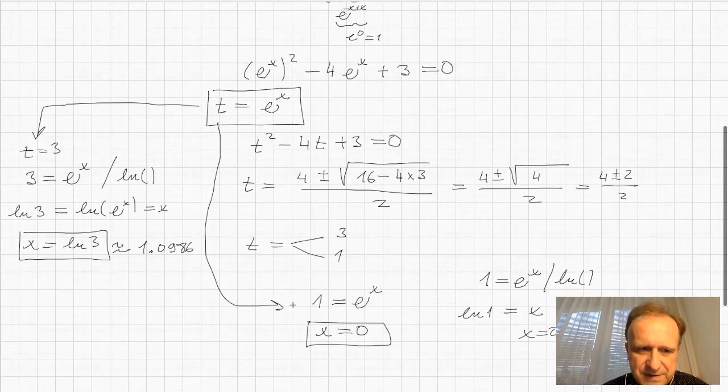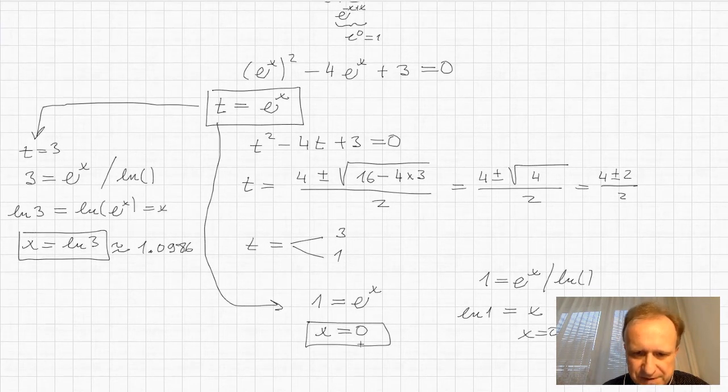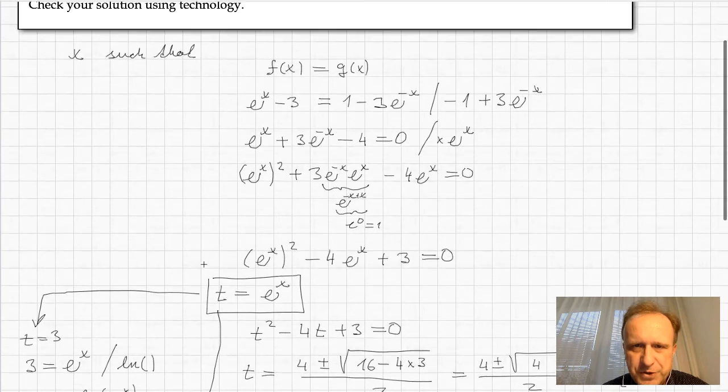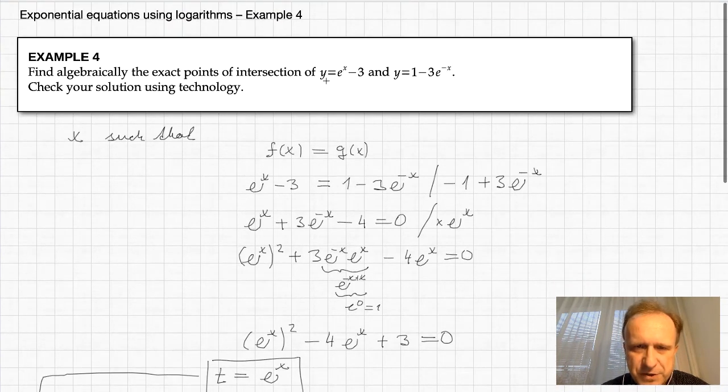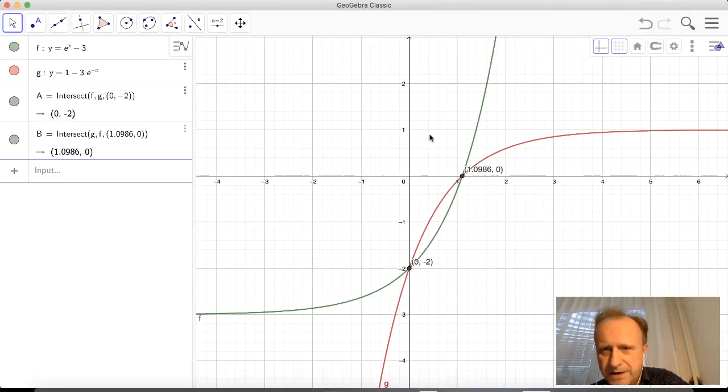So it seems that there are two solutions, 0 and approximately 1.0986, which lead to the intersection of these two curves. And this is perfectly in line with the result obtained using the technology in the beginning, because you see one solution is this 0 and the other one is this one, which is actually the natural logarithm of 3.